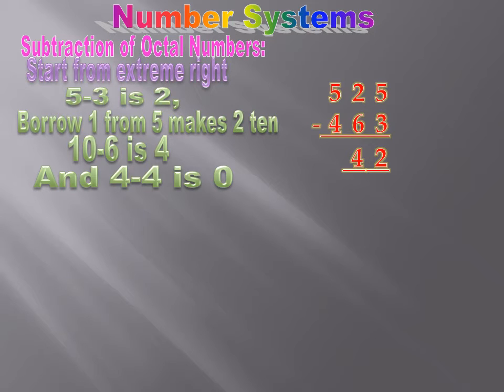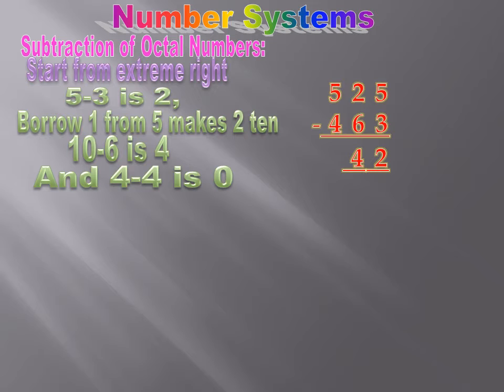Understand me, that when I am taking 1 from here, it will be 8s. It will not be 10s, it will be 8s. 8 is taken from here. So when I take 1 from here, I am taking 8 from here. It is the base of 8. So this 8 plus this 2 will make it 10. 10 minus 6 is 4.